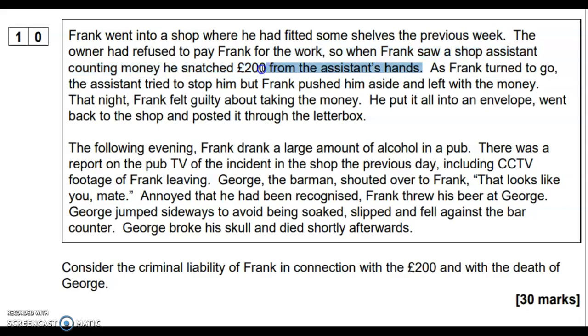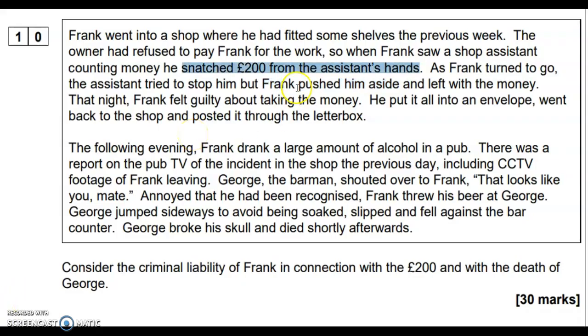So in the exam, I recommend you highlight as soon as you see something in the scenario jumping out at you. The first thing that's really happened there is him snatching £200. So I'll come back to that. As Frank turned to go, the assistant tried to stop him, but Frank pushed him aside. Again, we've got something occurring there to highlight, and he's left with the money. That night, he felt guilty about taking it. He put it into an envelope, went back to the shop, and posted it through the letterbox.